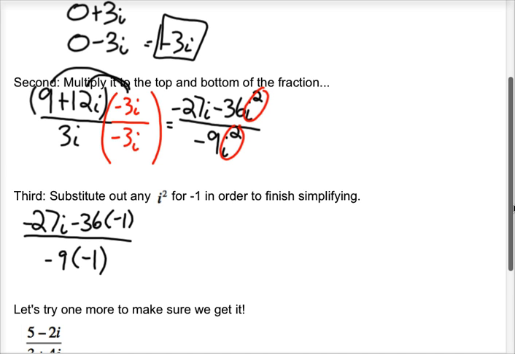To get that. So, because of that, what we end up having is negative 27i, then a plus 36. Then on the bottom, negative 9 times negative 1 is a positive 9. Well, this actually fully simplifies. Negative 27 divided by 9 is a negative 3. 36 divided by 9 is 4.